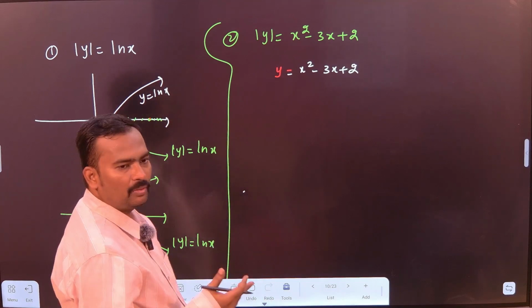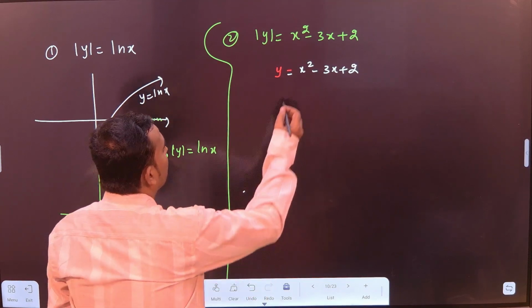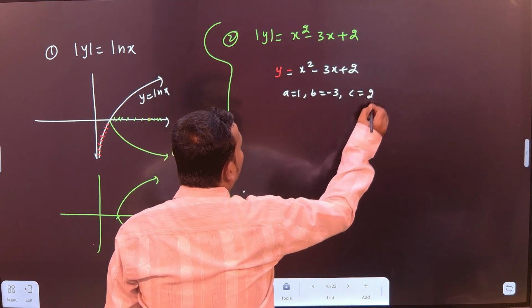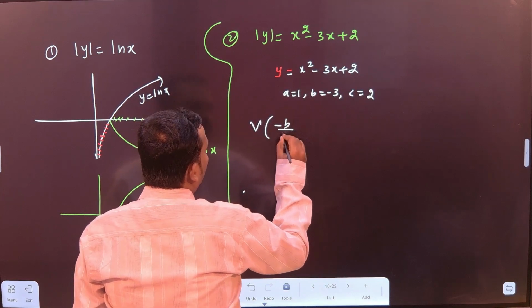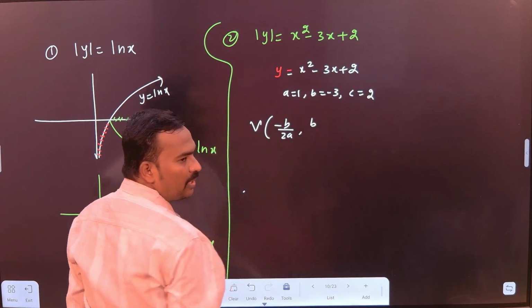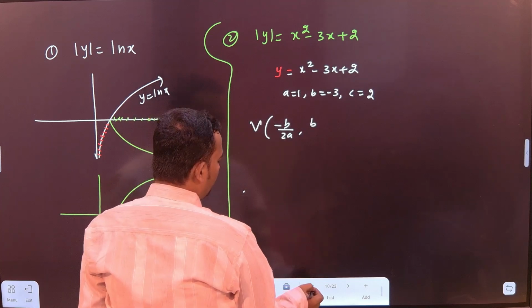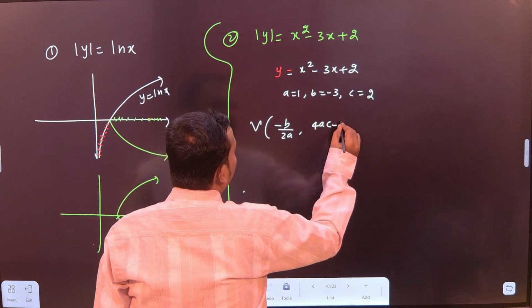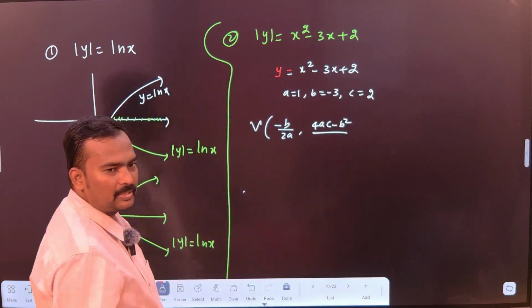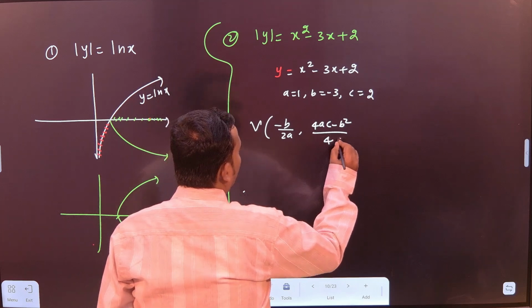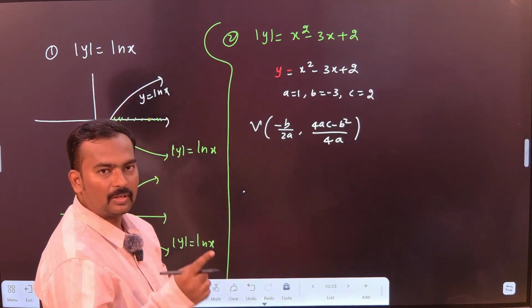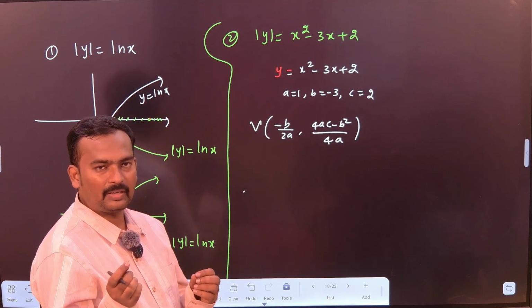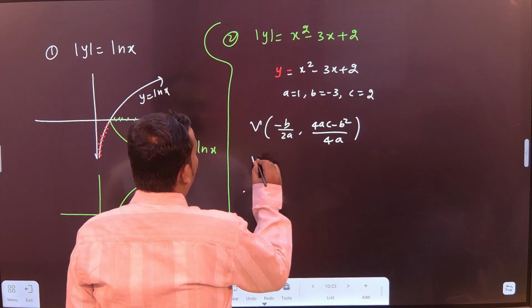This is a quadratic equation, no? It is completely a parabola, right? Here a is 1, b is minus 3 and c is 2. First find the vertex: minus b by 2a, and minus D by 4a, where D is b square minus 4ac. If I multiply the minus inside, it becomes 4ac minus b square.